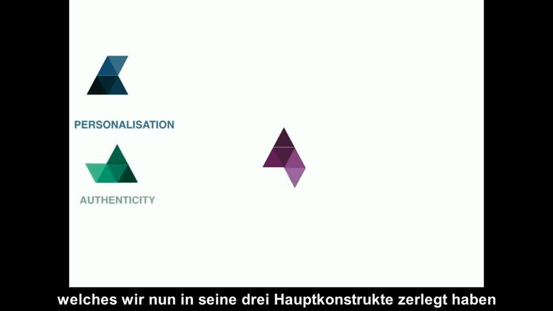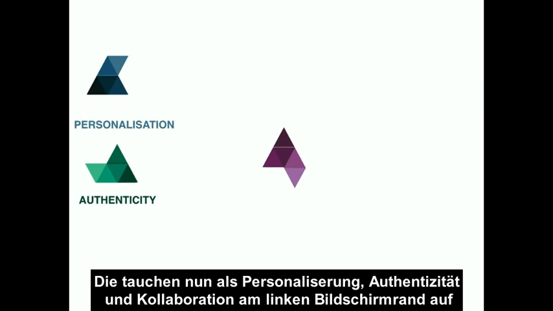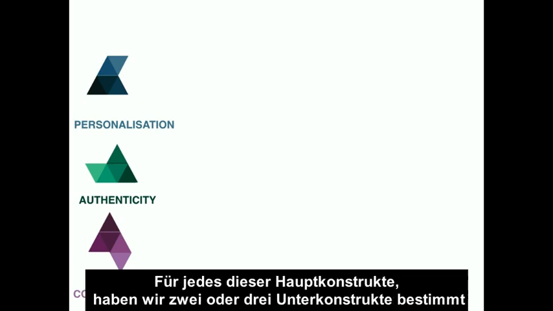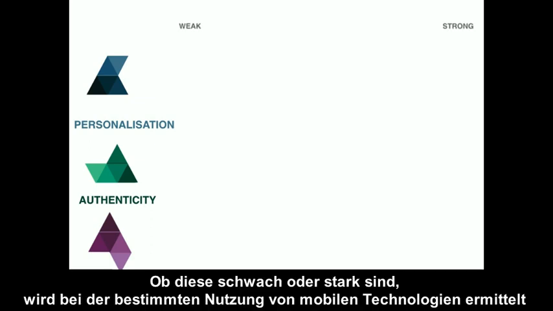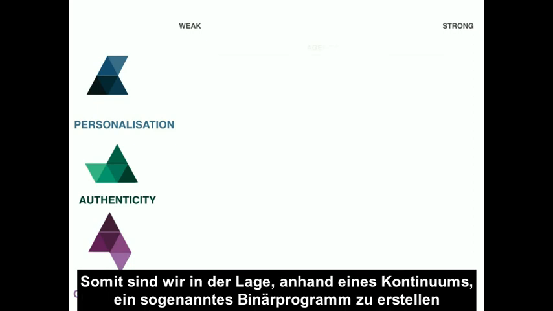three main constructs, and those are now appearing on the left hand side as personalization, authenticity and collaboration. And for each of these main constructs, we've identified 2 or 3 subconstructs. And these are identified as being either weak or strong in a particular practice using mobile technologies. Therefore, we're able to create what we call a binary along a continuum.